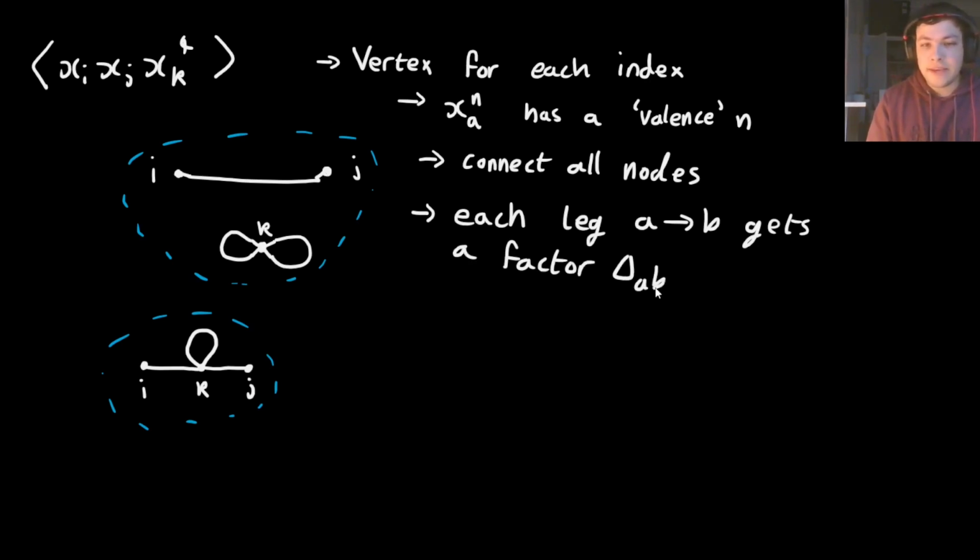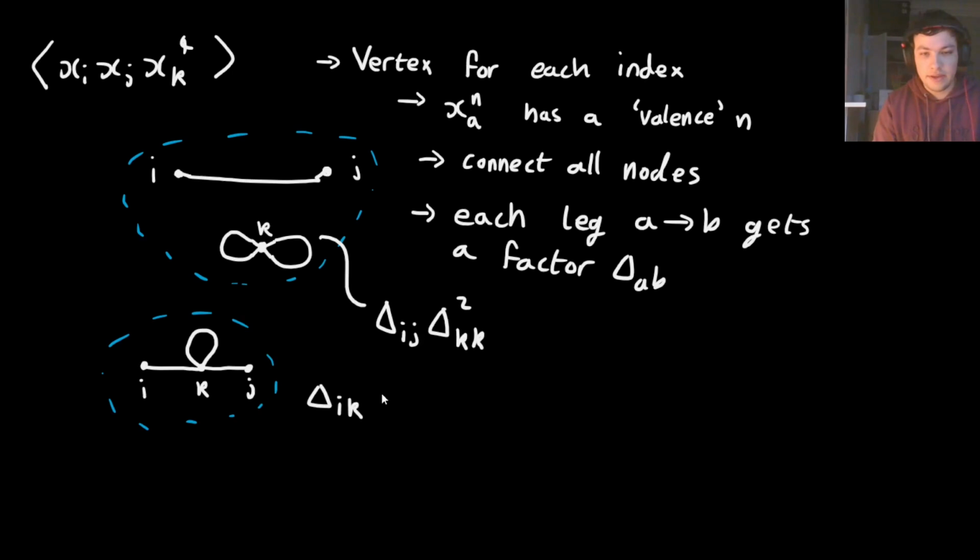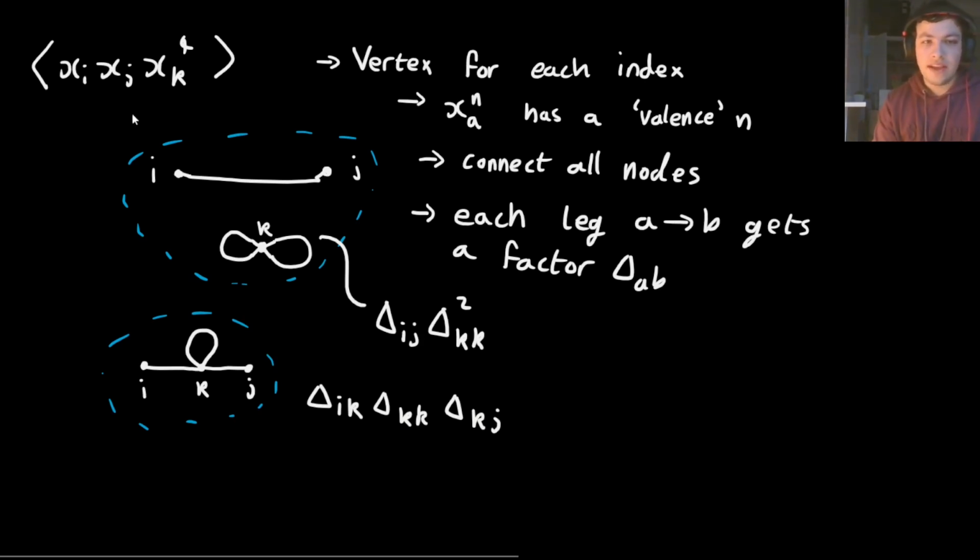delta AB. Okay, so that means that our factors for this graph, we're going to get a delta ij from that top leg, and then 2 delta kk's from the 2 legs down here, and here we get delta ik, delta kk, delta kj. The order of the individual bits doesn't matter, but we're going to pretend it does, or write it in a nice way. And then finally we get a symmetry factor.